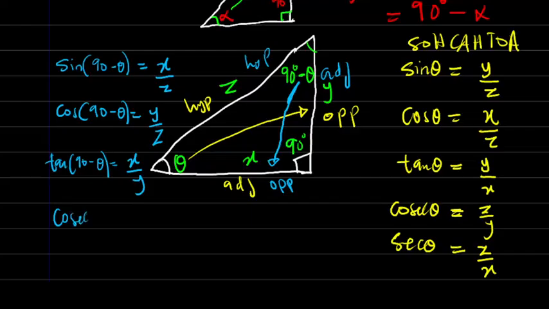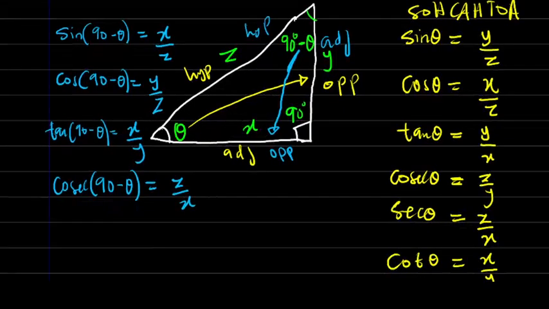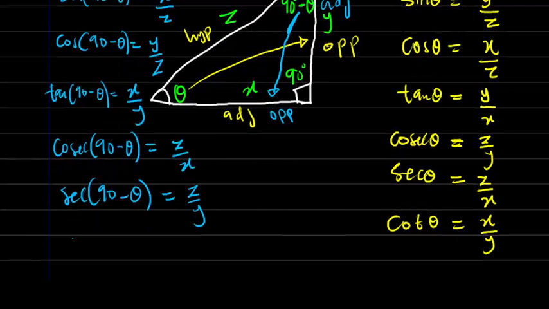And then cosec 90 minus theta is the same thing as 1 over sine, that means we are going to have z over x. And also sec 90 minus theta is z over y. And lastly, cot 90 minus theta is the same thing as y over x.